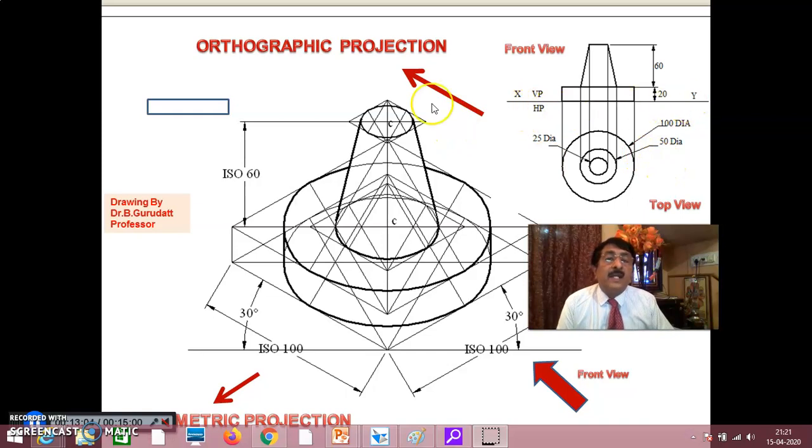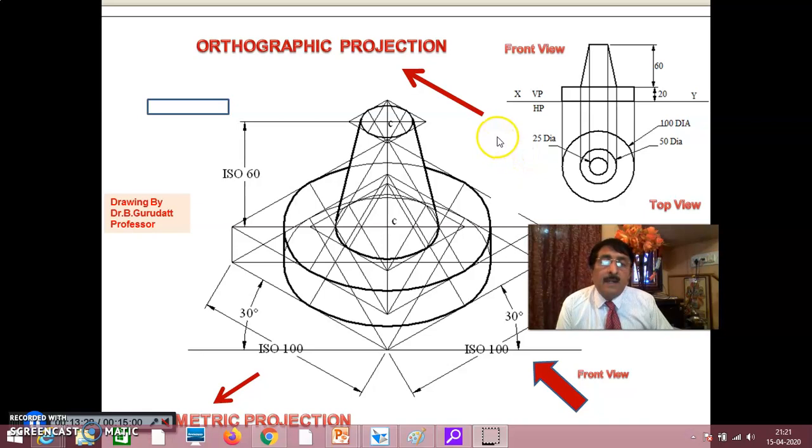In that way, draw XY line, VP, HP, draw the front view this way, draw the top view this way. In that way, you are able to complete orthographic projections of the isometric object given. Okay, in that way, carefully you do. These things are all the basics that are necessary to understand any complex problem given.